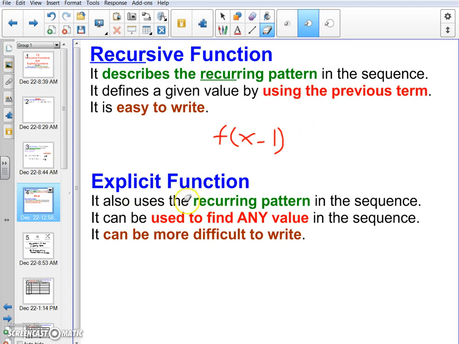Now the explicit also has a recurring pattern, just like the recursive. This is actually very useful because once you write the explicit function, you can find any term. These can be a little more difficult to write, but the ones today hopefully won't be that intense.